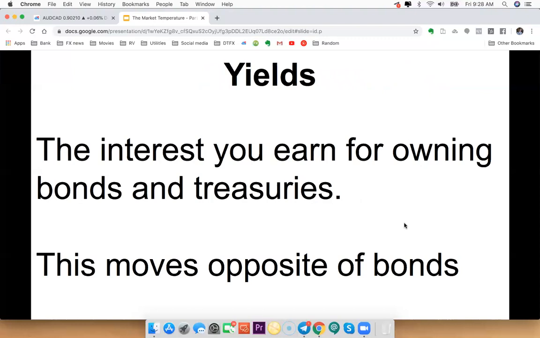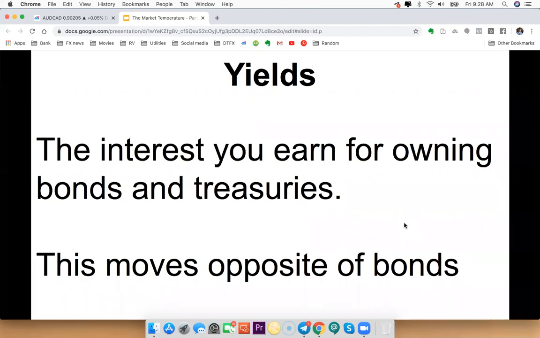Yields are the interest we earn for owning bonds and treasuries, right? You buy a bond, a 10-year bond, a 20-year, a 5-year, a 2-year, whatever. This is how much interest you're going to make. And so this number moves opposite of bonds. If bonds are up, yields are down. If yields are up, bonds are down, right? So it's a pure supply and demand kind of situation. If bonds are going up, everyone's going to buy them anyways, and they don't get paid as much money because there's huge demand for them. If bonds are going down because everybody's putting their money in riskier places, then those yields, aka what you make from owning a bond, will go higher because they need to entice you to buy this boring, safe investment, right?